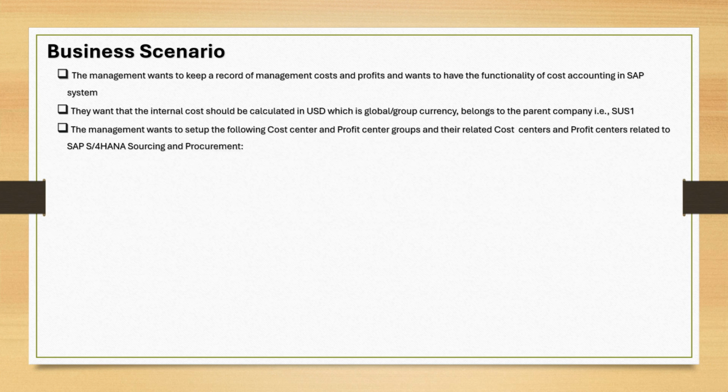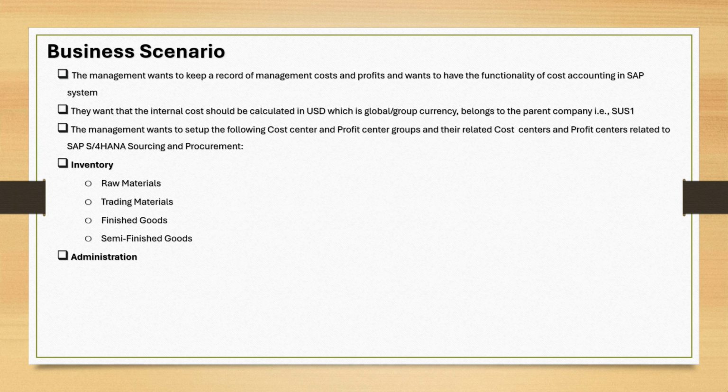Next, the management wants to set up the following cost and profit center groups and their related cost centers and profit centers related to SAP S/4HANA sourcing and procurement, such as inventory. We will create inventory as a cost center or profit center group, and under that inventory we will create the cost center and the profit center as raw materials, trading materials, finished goods, semi-finished goods, and then under administrative services, rent, and under assets will be the fixtures and fittings, for example, laptops.